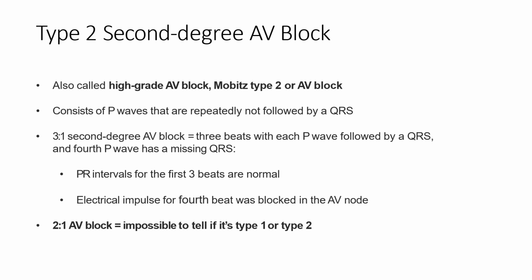Then the type 2 second degree heart block, also called a high grade AV block. This is known as Mobitz type 2 AV block, and consists of P waves that are repeatedly not followed by the QRS. A 3:1 second degree AV block is equal to 3 beats with each P wave followed by a QRS, followed by a fourth P wave with a missing QRS.